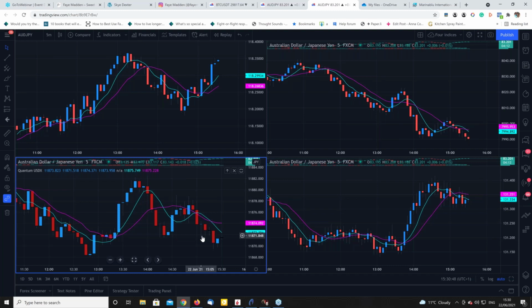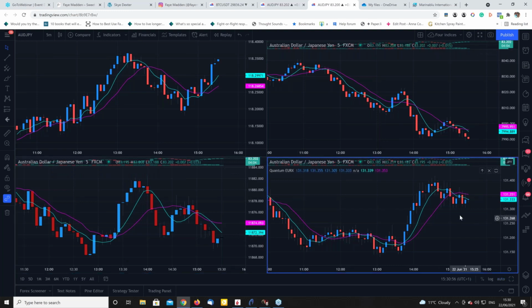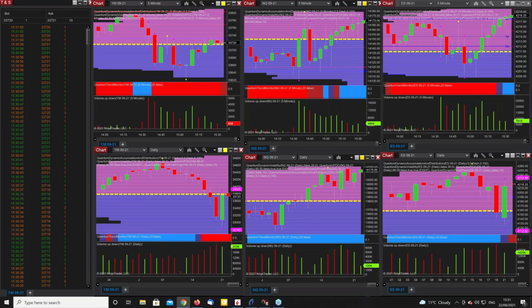These are on 5 minutes, so pretty quick. So we've got basically these two are falling, which is what we want to see. If we want to see indices rising, we've got dollar falling and yen falling. And that's the euro, which has been going sideways for most of the day.